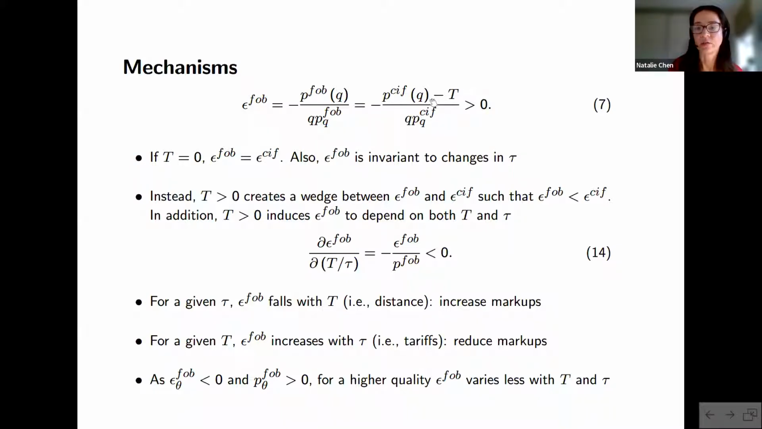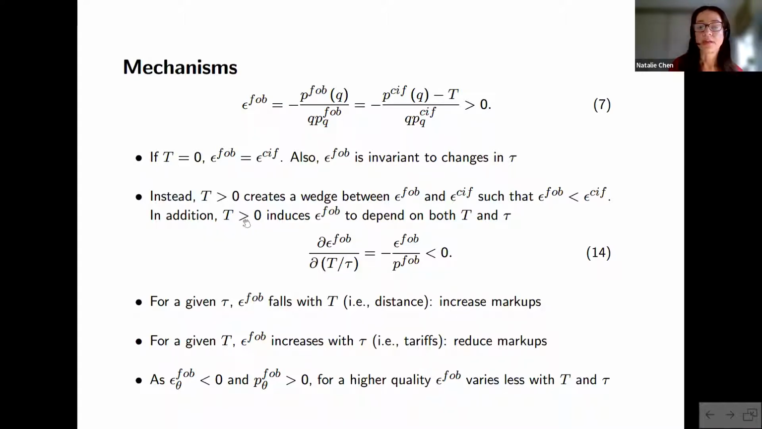Because here, if T is equal to 0, this expression here is simply the elasticity of demand with respect to the CIF price. Without any per unit cost, we can also show that the elasticity of demand does not vary with ad valorem trade costs, which means that markups are not going to change with per unit or ad valorem trade costs. Instead, once we introduce per unit trade costs, this creates a wedge between the two elasticities of demand, such that now the elasticity of demand to the FOB price is going to be smaller than the elasticity of demand to the CIF price, because now we subtract the per unit cost.